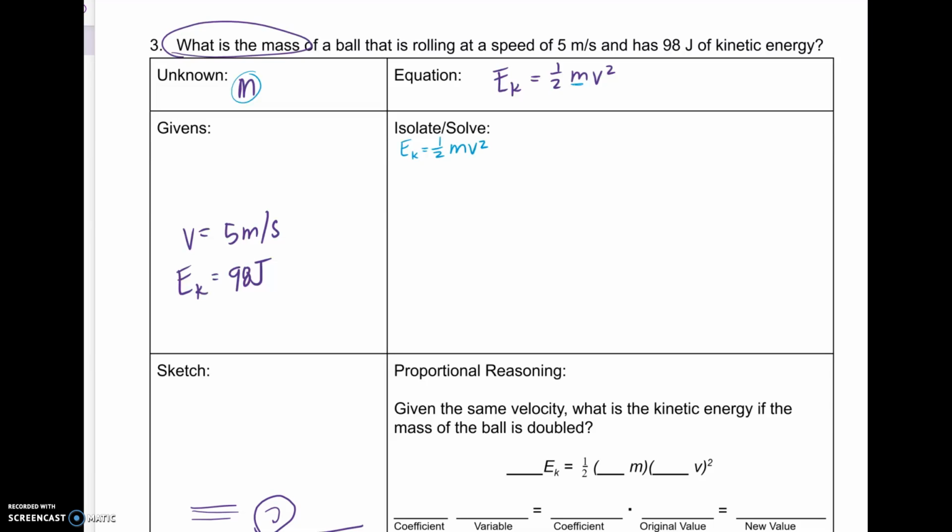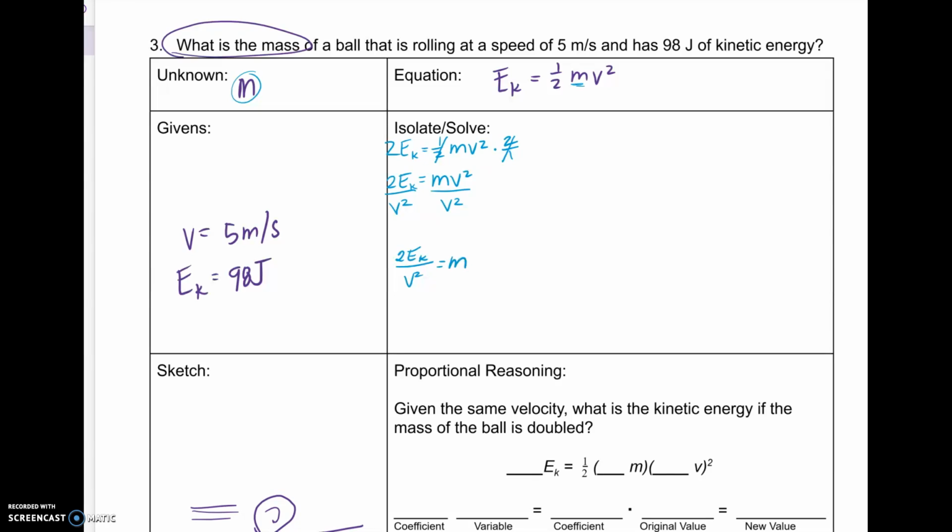So same thing as last time, we're going to get rid of the 1/2 by multiplying by its reciprocal of 2/1. That cancels out the 1/2. And that brings us to 2EK is equal to mv squared. We're trying to get mass by itself, so since this is mass times velocity squared, we're going to divide by velocity squared on both sides. And so we have 2EK over velocity squared is equal to our mass.